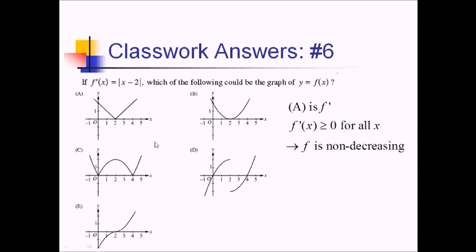Another key feature the graph of f prime has is that it's continuous. Now the reason this is important is because that means that f itself is differentiable and therefore also continuous. So that means we're looking for a continuous graph, which rules out choice D. So it's got to be choice E then.